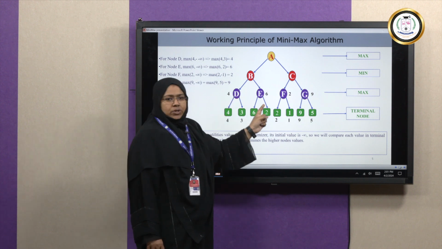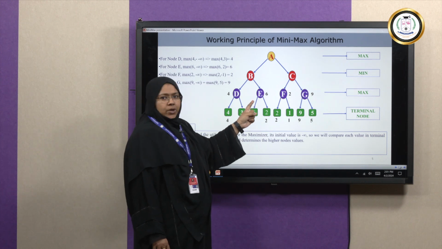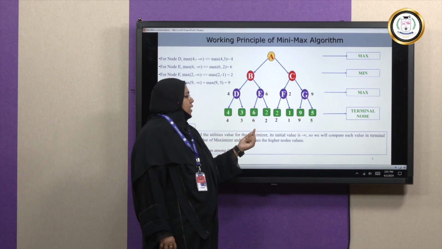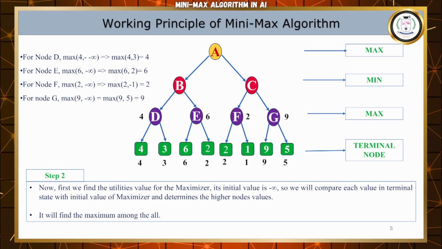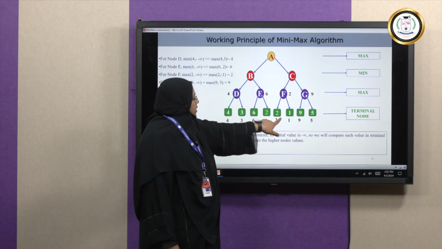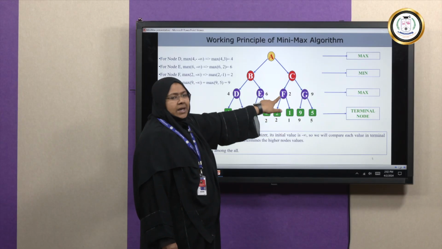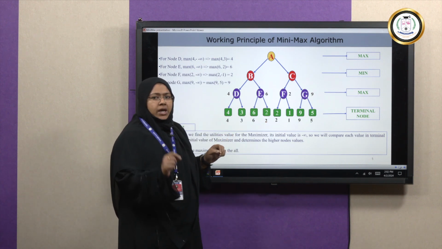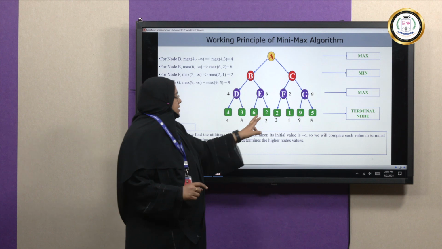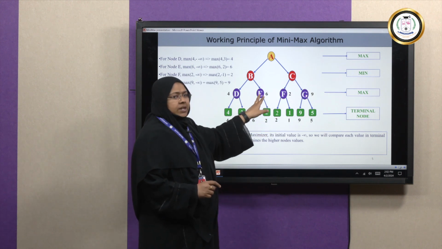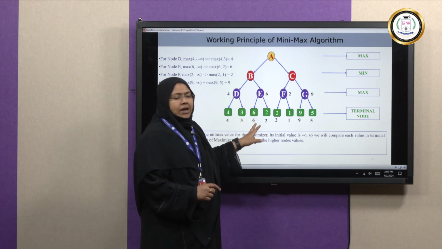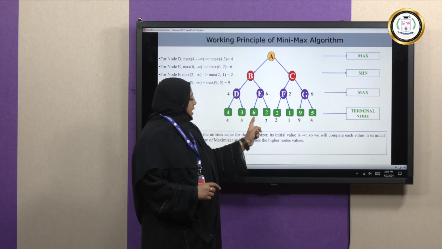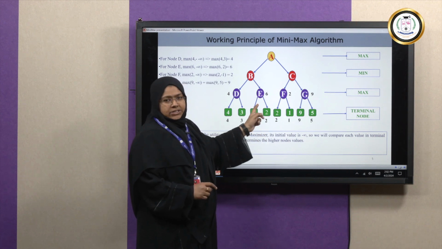Then it traverses to the next node, that is the E node. Here also there is a comparison of two values, 6 and 2. Out of this obviously 6 is the maximum value. Then the F node, and here also the comparison is between 2 and 1, and 2 is the maximum value. In the initial step it gets compared with minus infinity. Obviously the number is a positive value, so that will go first. So we ignore that and directly compare the two and take the larger of them.